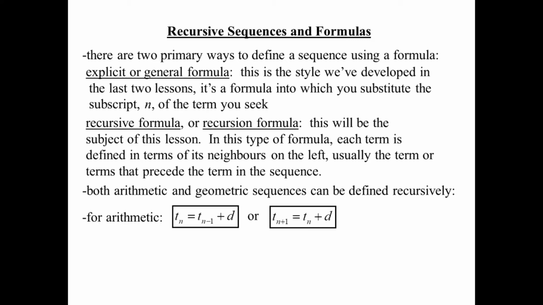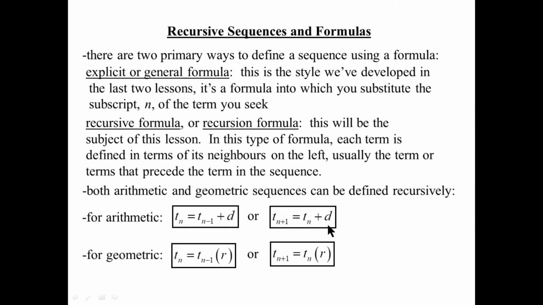For arithmetic, as an example, we could say that t sub n, a given term, is the previous term. Now t sub n minus 1 means the previous term. So a given term is the previous term plus d. Or you could define it recursively by saying the next term is the current term plus d. Same with geometric. We could say each term is the previous term times r. Or we might say the next term is the current term times r.